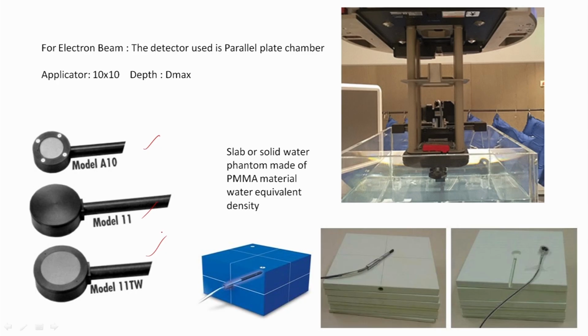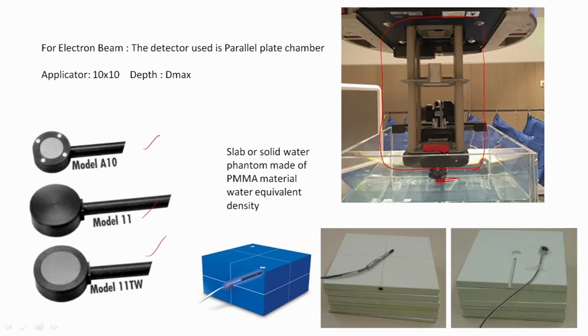There are also 15 by 15, 20 by 20, 25 by 25, 6 by 6, and 6 by 10. These are the applicator sizes. There are 6 applicator sizes. The electron beam can be delivered with the help of these applicators only. You can see in this picture the applicator is mounted with an accessory to the gantry, below the gantry head. This is the applicator. And here in a water phantom, you have to place a chamber at the depth of Dmax for the output calibration, and the output should be 1 centigray per 1 MU at Dmax, like the photon beam.